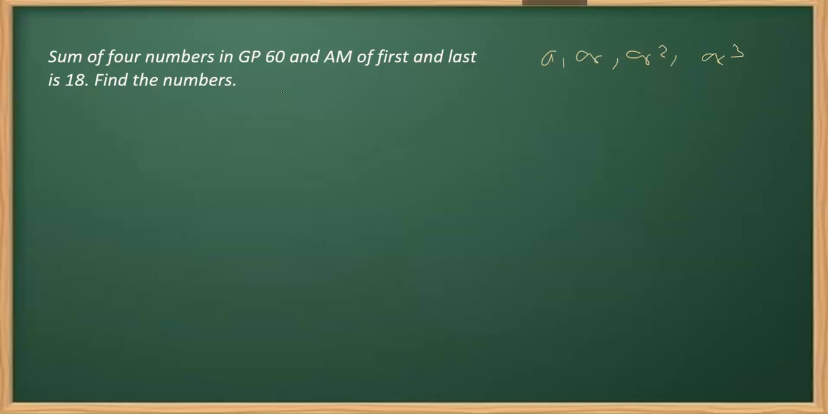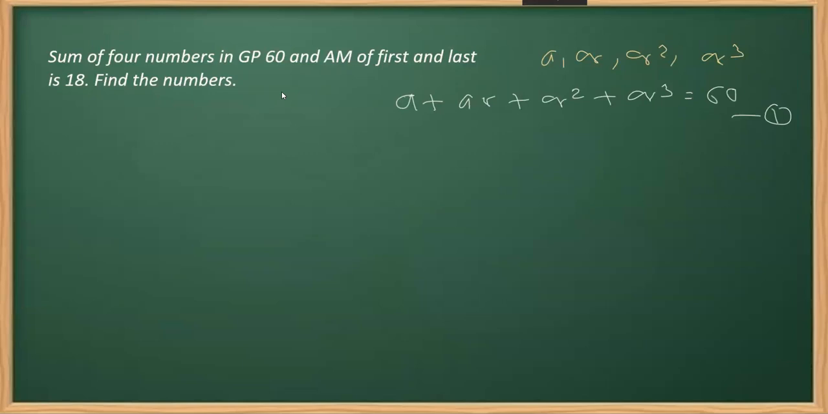So we can write their sum as A plus AR plus AR square plus AR cube, which is equal to 60 as it is mentioned in this question. So we can write this as equation 1.